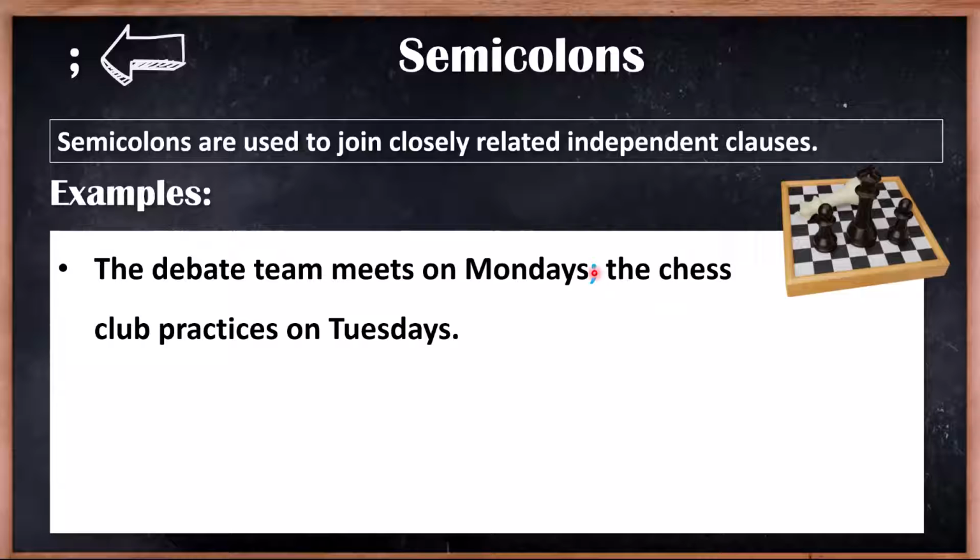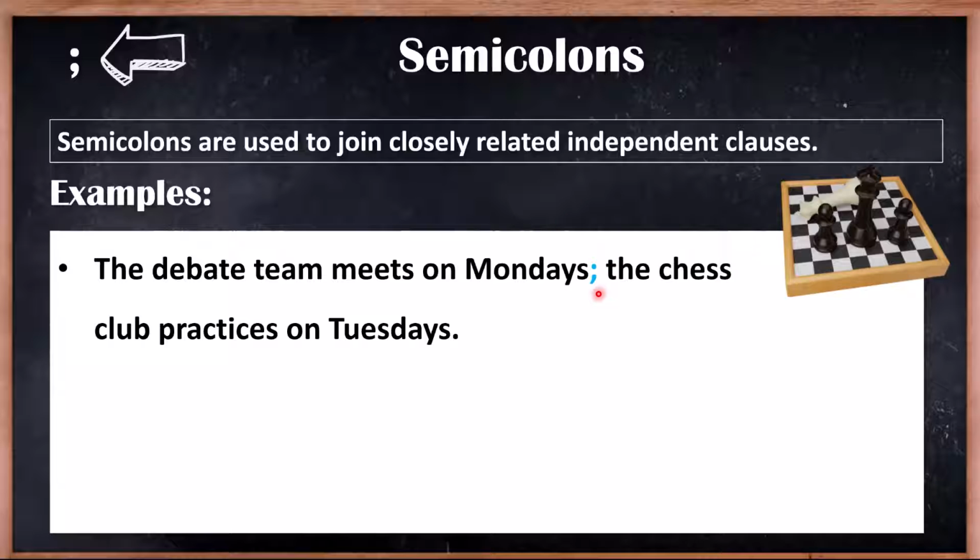You could put a period and capitalize the T and make it into 2 different sentences. Or you could put a comma and add a coordinating conjunction such as and. However, in this case, we've just used a semicolon. So you have different ways that you can combine these sentences.